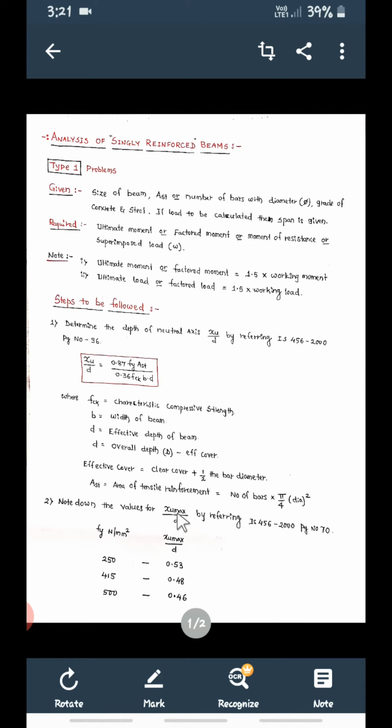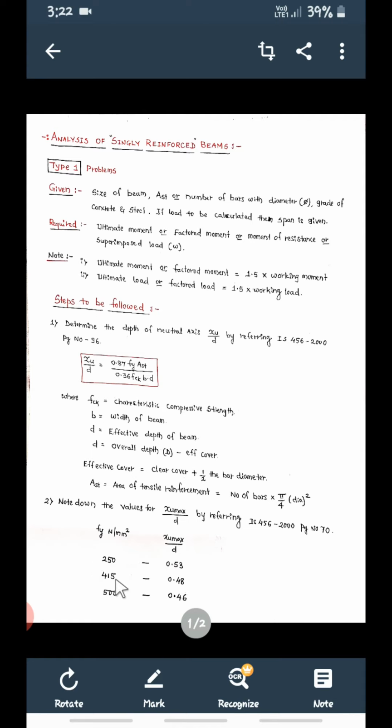So how to calculate this limiting depth of neutral axis? You can calculate it directly or use the formula by referring to IS 456 2000 page number 70. If you refer to page number 70, we will get a small table like this.